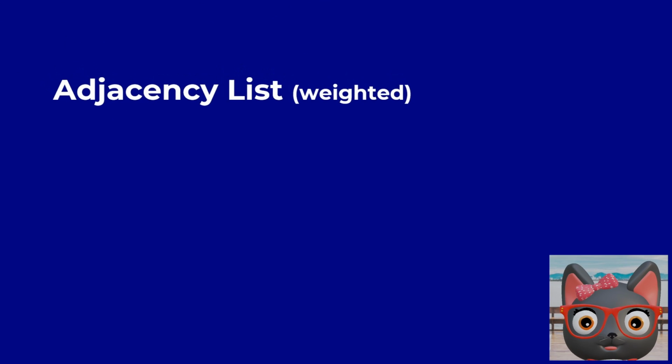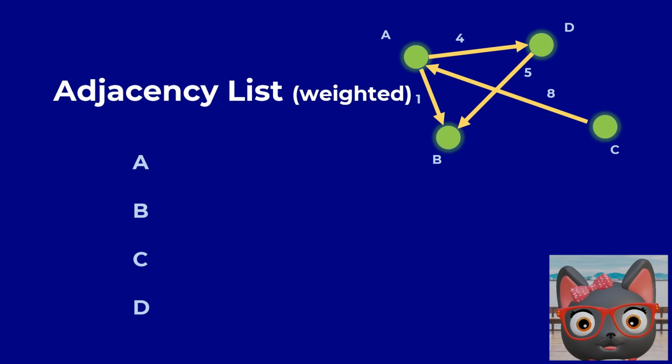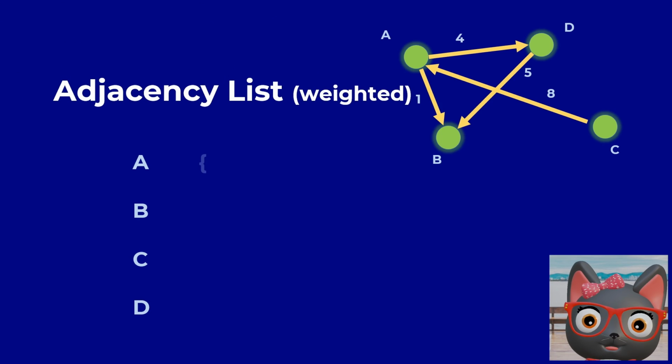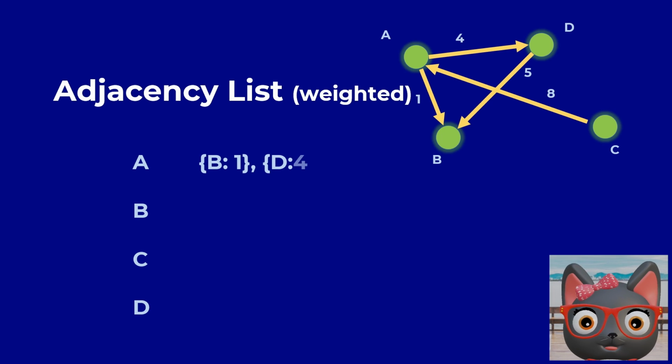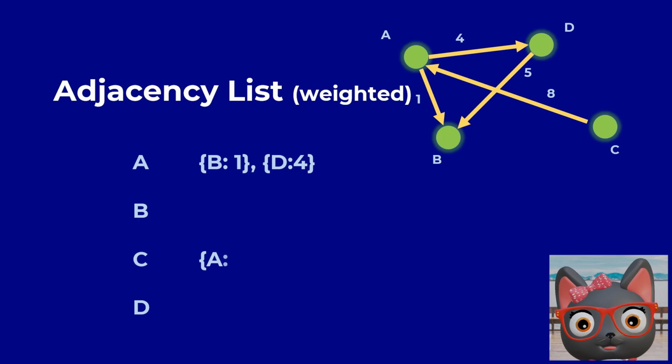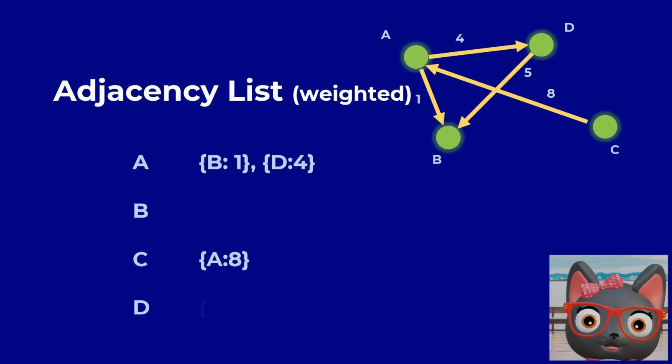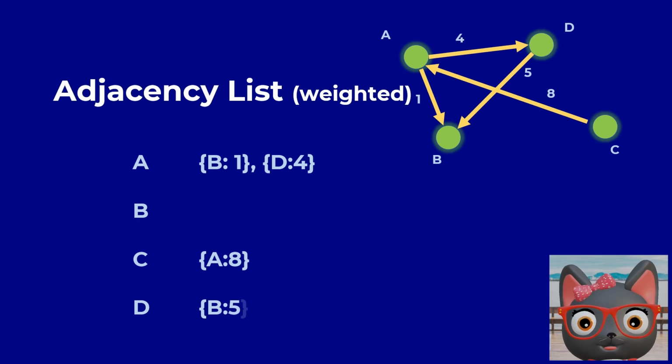In the weighted case, we make sure to include the weights along with the edges. So A goes to B, edge weighted 1, and D, edge weighted 4. There are no outgoing edges on B. C goes to A, edge weighted 8, and D goes to B, edge weighted 5.